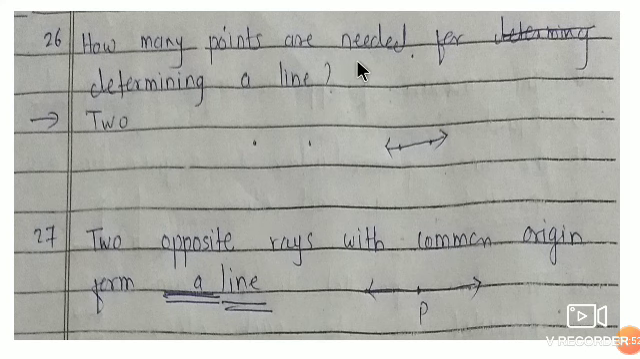How many points are needed for determining a line? 2 points we need for it. Means to draw the line, how many points are necessary? 2 points. Two opposite rays with a common origin form a line. This common origin, point P, they form a line. These two rays.